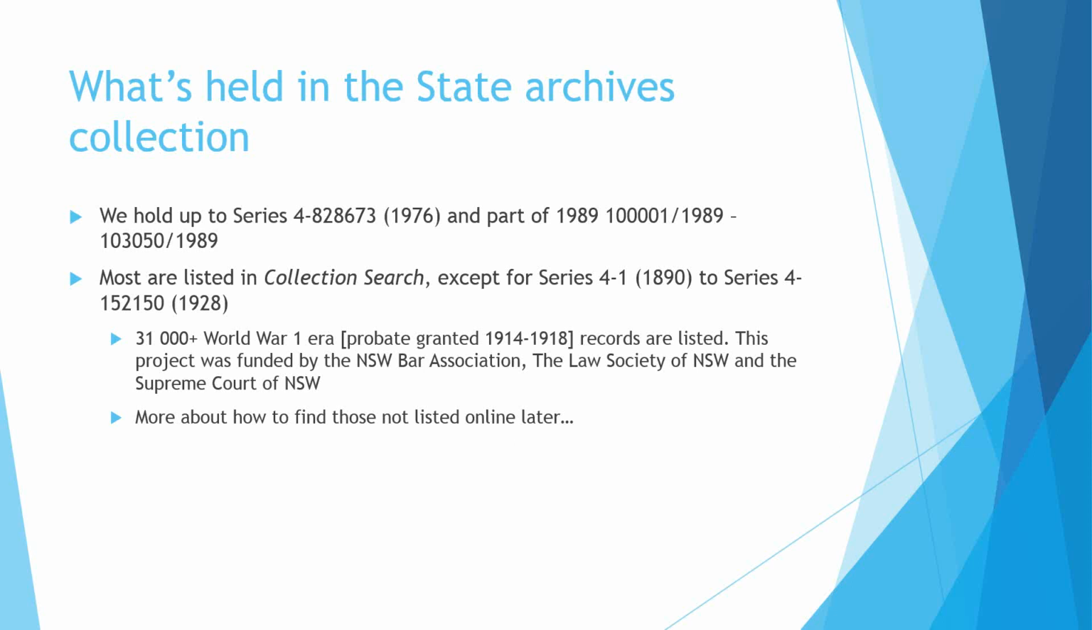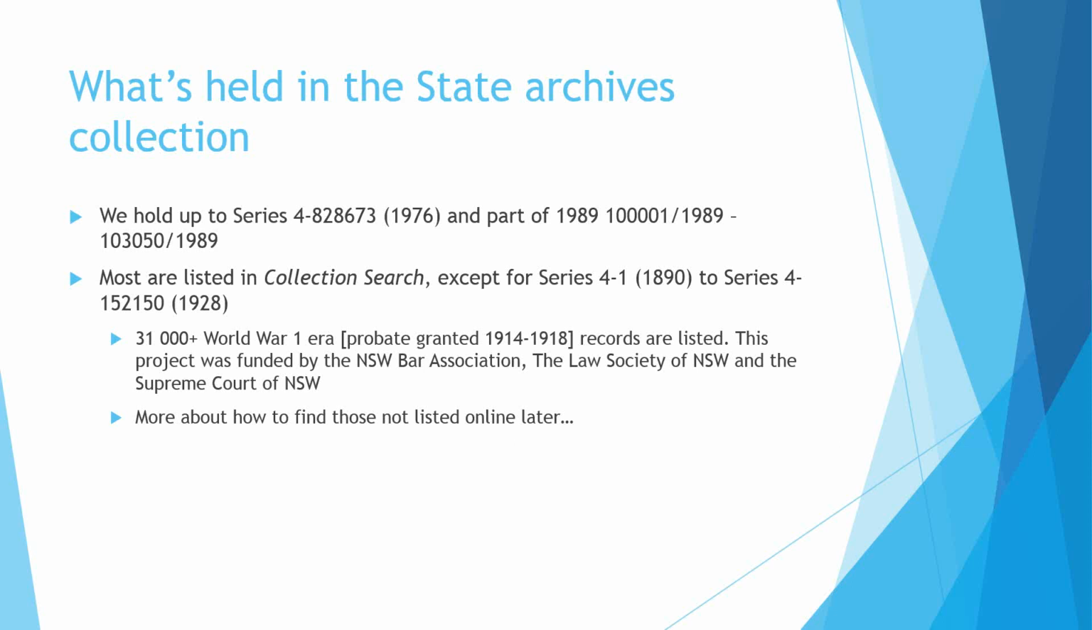When you're looking for probate packets, most of them are listed in collection search, but there is a gap, and it's a fairly significant gap. So we don't have listed from Series 4, number 1, up to Series 4, 152,150, so that time period 1890 to 1928. Yes, we hold the probate packets in the collection, but no, they are not listed on collection search. So if you're looking for someone whose probate was granted in 1922, you will not find that person in collection search.